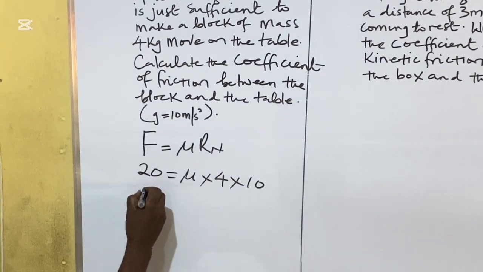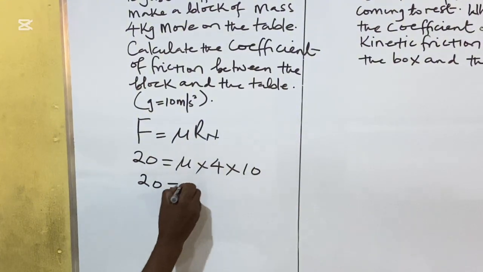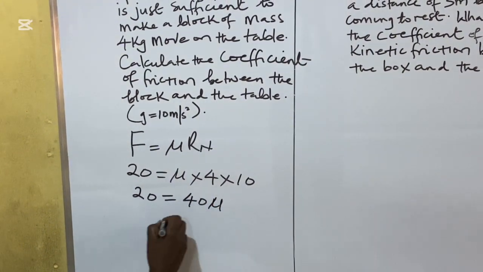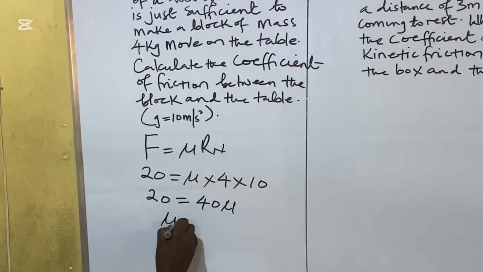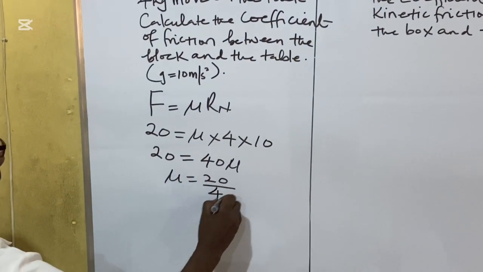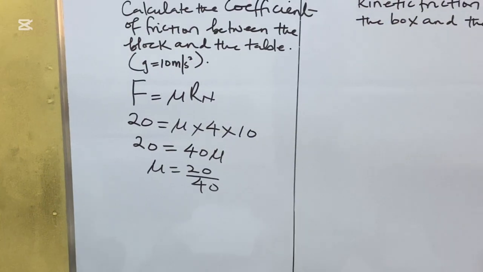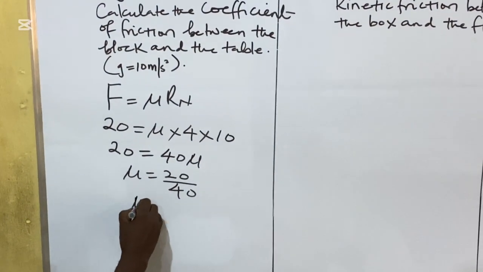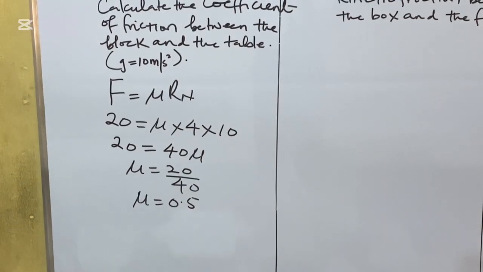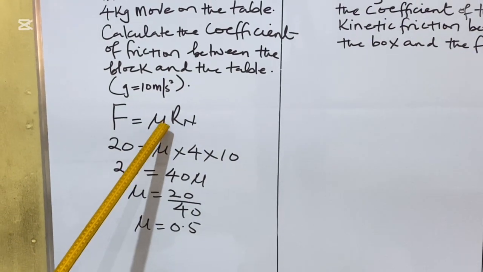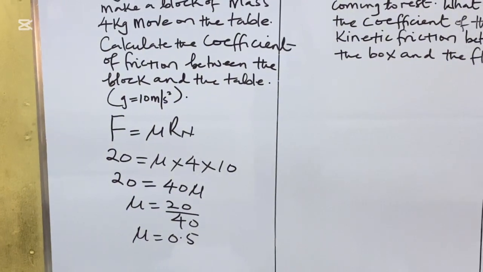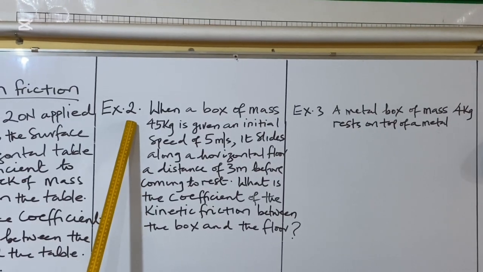So we have here 20 equals to 40 mu. Therefore, what is your mu? Mu is equals to what? 20 over 40, which gives you what? 0.5. So mu is equals to 0.5. Like I said earlier, coefficient of friction is a ratio. Therefore, it has no units. We'll take the second example.